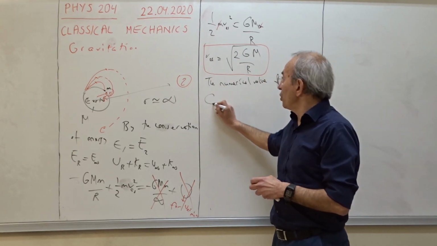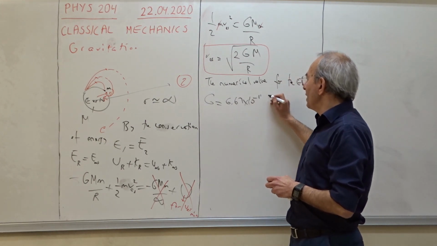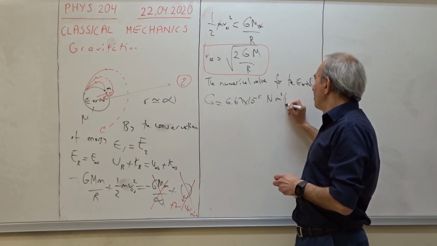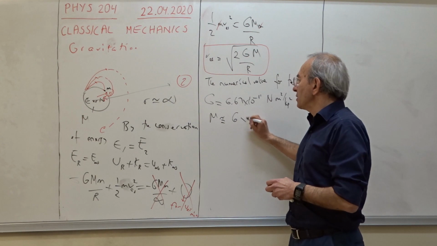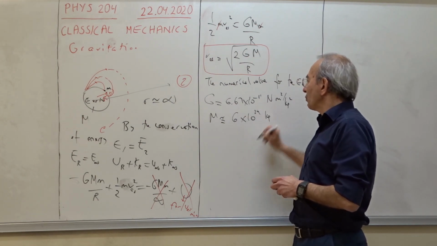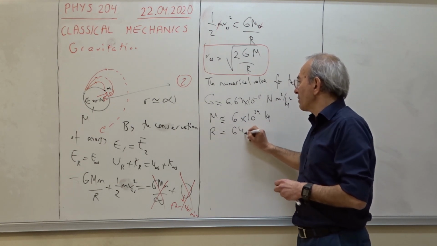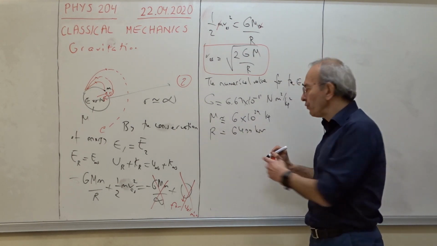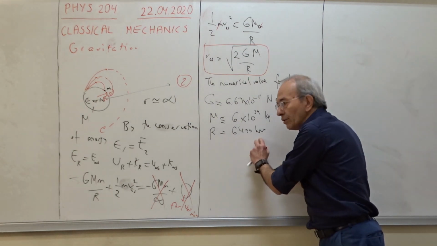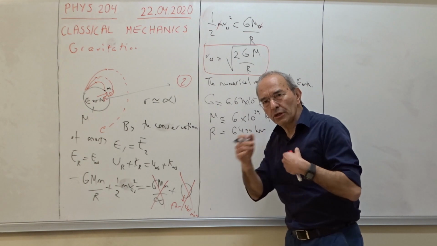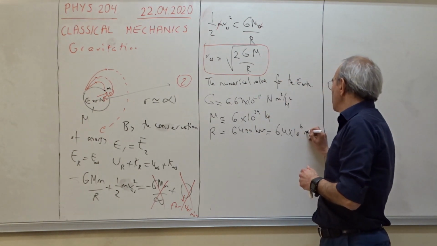For instance, here we know that G is equal to 6.67 times 10 to the minus 11 newton meter squared per kilogram squared. The mass of the Earth is approximately 6 times 10 to the 24 kilograms. And the radius of the Earth is approximately 6,400 kilometers. If you convert it to meters, it will be 10 to the 3 from this, and 10 to the 3 from the conversion from kilometer to meter, so that it is 6.4 times 10 to the 6 meters.